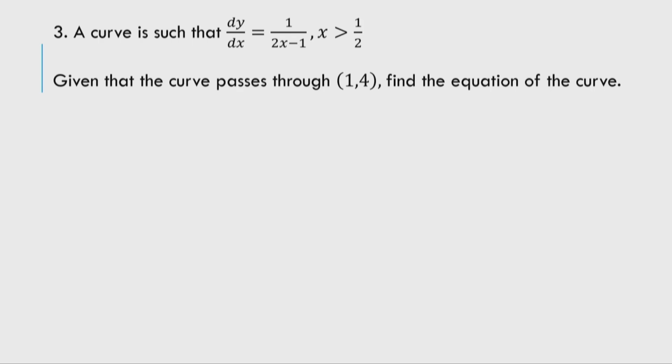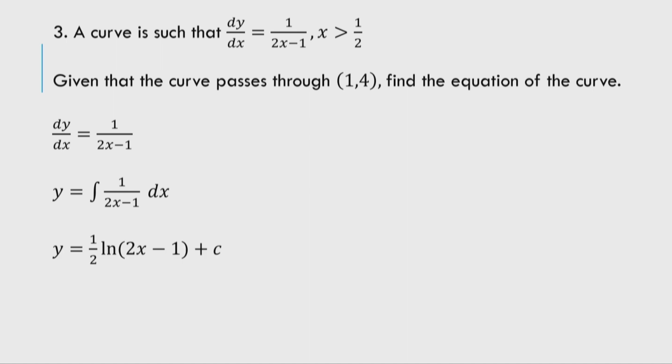Example 3. A curve is such that dy by dx is equal to 1 over 2x minus 1, where x is greater than 1 over 2. Given that the curve passes through the point 1, 4, find the equation of the curve. dy by dx is equal to 1 over 2x minus 1. Integrating both sides with respect to x, we get y is equal to integration of 1 over 2x minus 1 with respect to x. Integrating this, we get y is equal to half ln 2x minus 1 plus c.